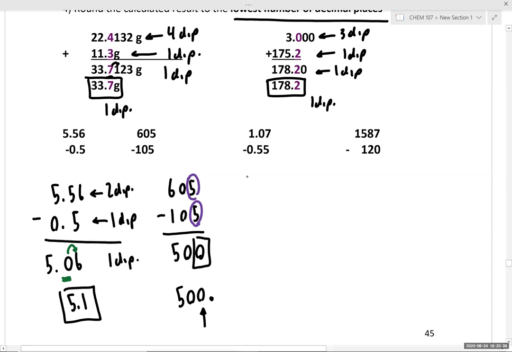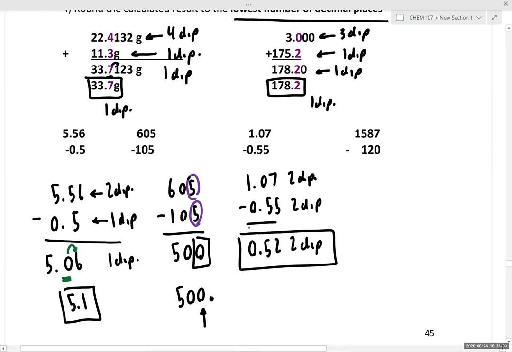Let's look at another example. We have 1.07 minus 0.55. Both of these numbers have 2 decimal places. When we complete our subtraction, we in turn end up with 0.52. This number has 2 decimal places, so it follows our addition and subtraction rules. But as we've noticed, we've lost a significant figure. This is normal. Do not worry about it.